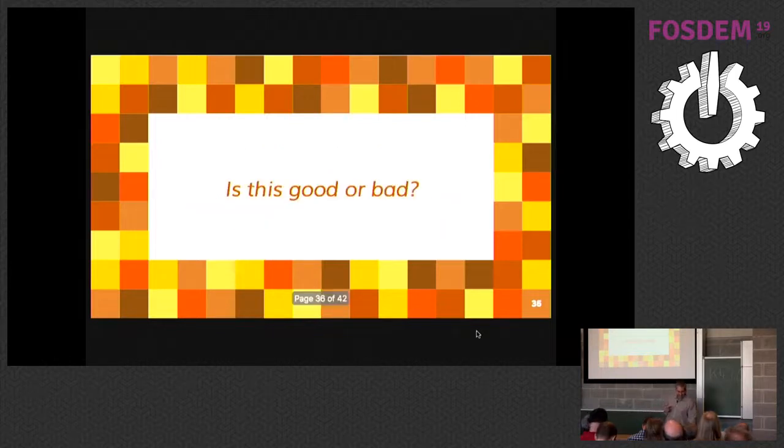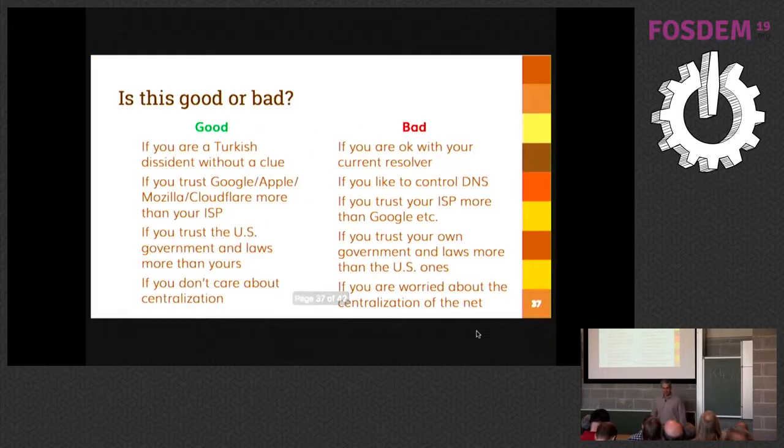So in the end, is this good or bad? Well, I think there are still a number of cases in which it's good. If you're the proverbial Turkish dissident, or from any authoritarian country, even if in that case, I guess you'd better learn how to change your DNS anyway. And if you think that you trust the big OTTs more than your ISP, and this is really true in the US, where there are many people that trust Google and Apple more than the ISPs, then this is good, of course.